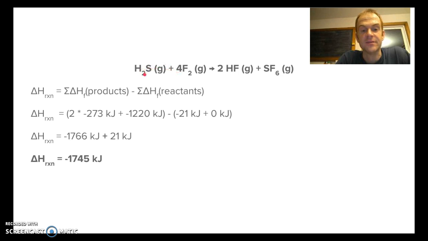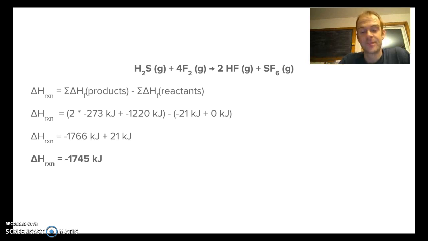I look in the table and I find that to make dihydrogen sulfide, I release 21 kilojoules. And we talked before that fluorine is 0 kilojoules. So I combine those to get negative 21. So I get negative 1,766 kilojoules minus a negative 21, and with your math, minus a minus is plus. So we end up adding them, and I get negative 1,745 kilojoules, which was the exact same answer I had just gotten.